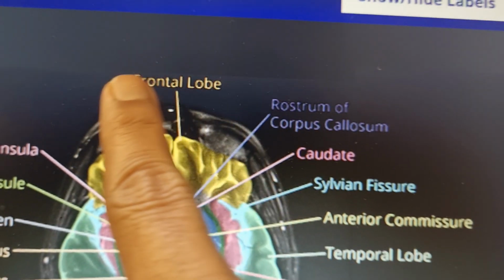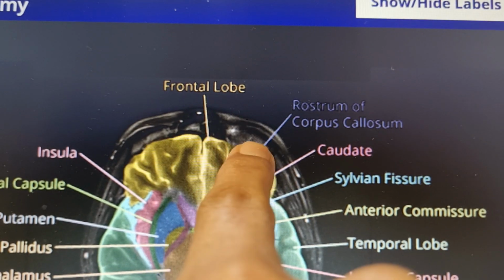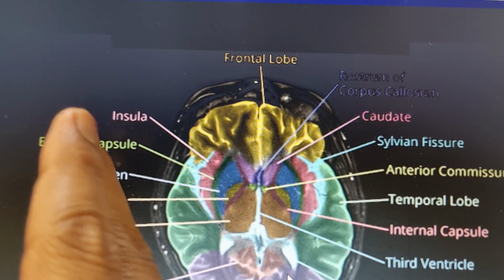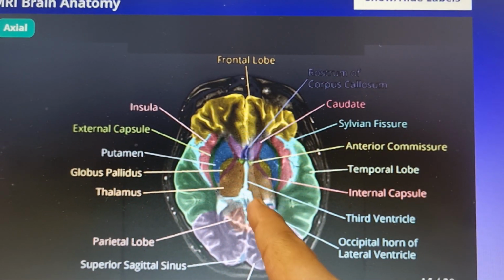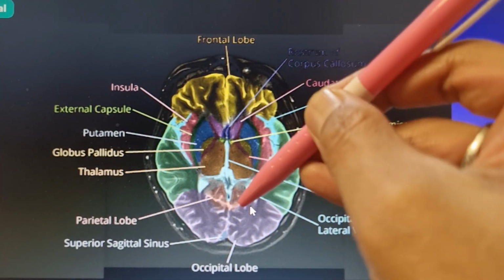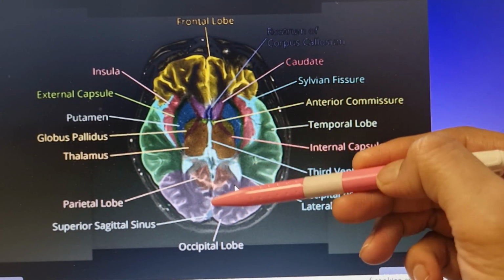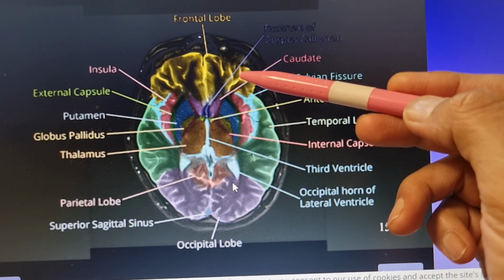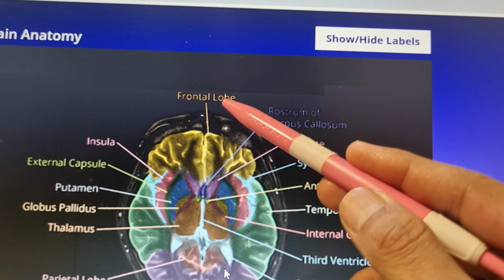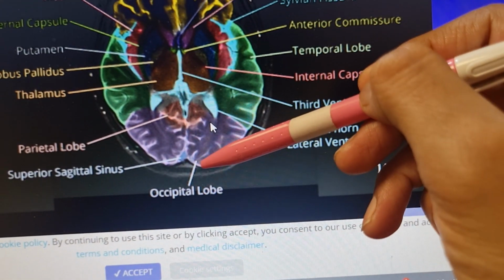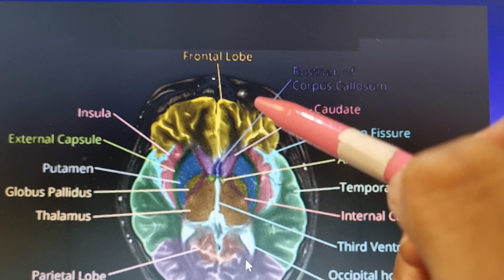So this is the frontal lobe. As you can see, the front area is the frontal lobe. This is the right portion of the brain. This is the midline. This area is the right side, this area is the left side. This is the frontal lobe, सामने का lobe. This is the occipital lobe, पीछे का lobe.